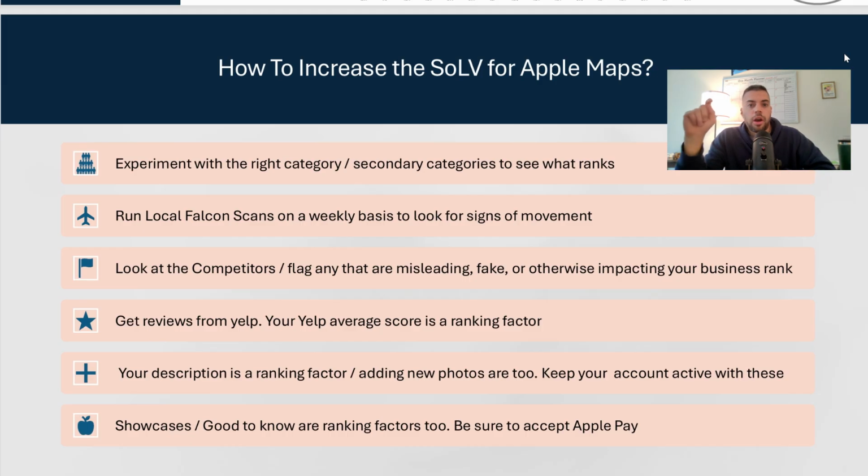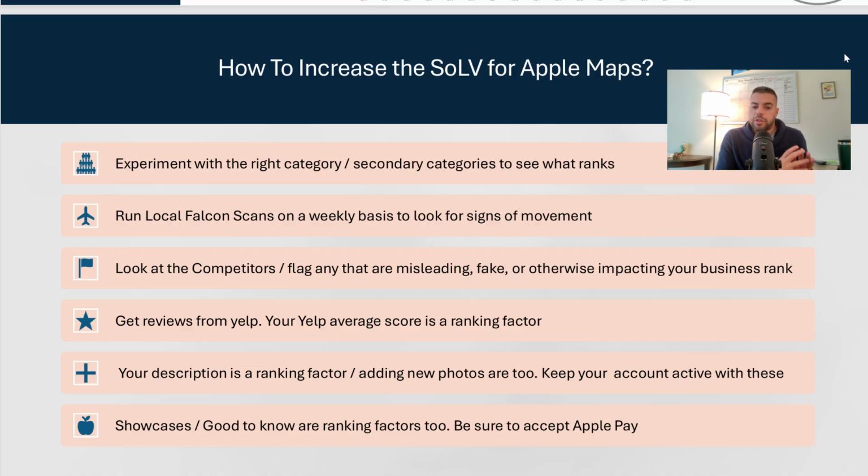Next, reviews from Yelp are a ranking factor. I see this all the time for all my accounts. The competitor tab within Local Falcon will show me who's ranking at the top. Usually, the one that's ranking at the top is getting consistent Yelp reviews, and they typically have a better Yelp average rating score. So if everything's equal, like category and proximity, Yelp is going to be the next deciding factor.